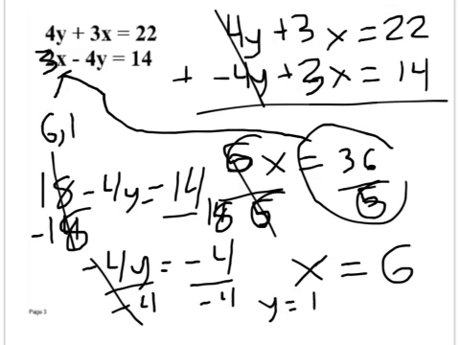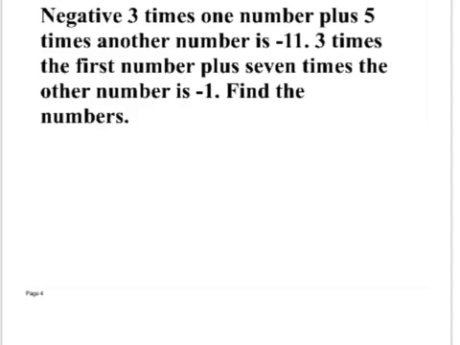Any questions? Write this down. The first thing you do is make these into equations. So we have negative 3 times one number, that's x, plus 5 times another number. My other number is going to be y. It equals negative 11.